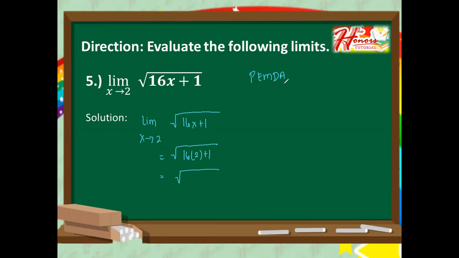So in here, we have here 16 times 2 plus 1. Having the hierarchy, we have to multiply 16 and 2 first. So 16 times 2, that's 32. Plus 1, that's 33. So square root of 33.